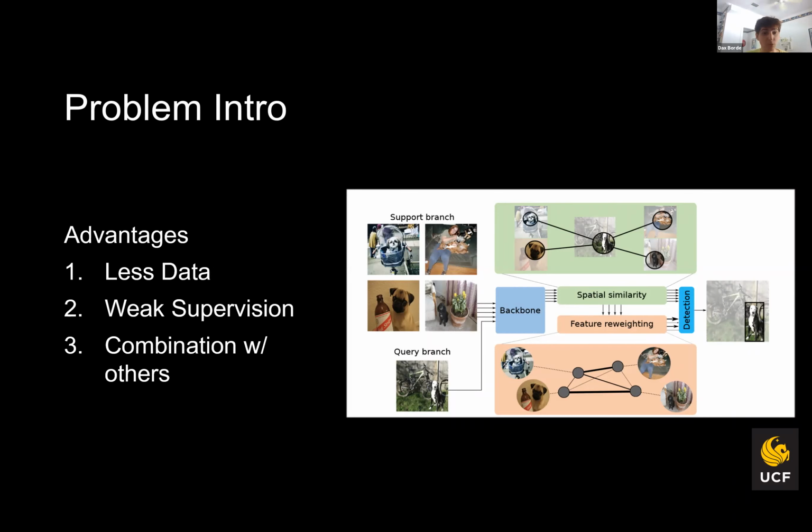And then this network is also potentially very valuable in combination with other networks. So for example, for the support branch, in order to get images that are of the same class, we can use an existing classification method and then tack this on the end and get bounding boxes. So that's the existing problem.